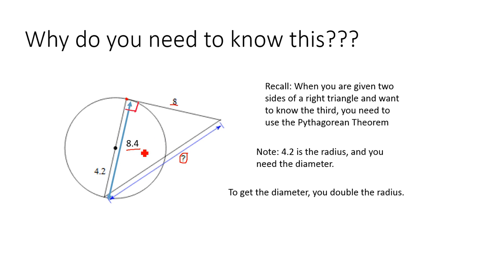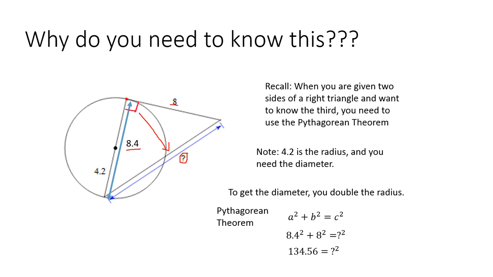Now you know this side length and you know that side length, and since we have two side lengths and we want to know the third, we use the Pythagorean theorem. Pythagorean theorem is a squared plus b squared equals c squared. It doesn't matter which one you say is the a and the b, but the c is always across from the right angle and is the hypotenuse. So you do 8.4 squared plus 8 squared equals question mark squared.